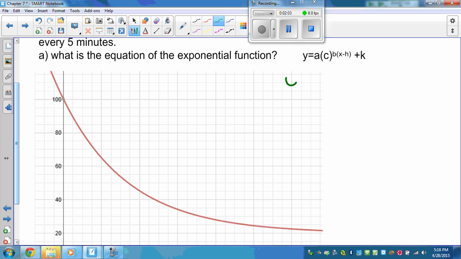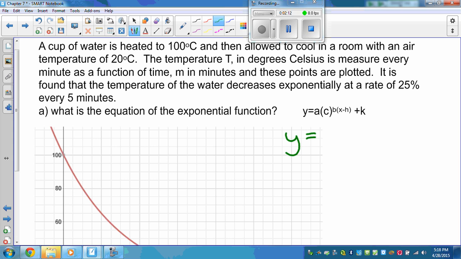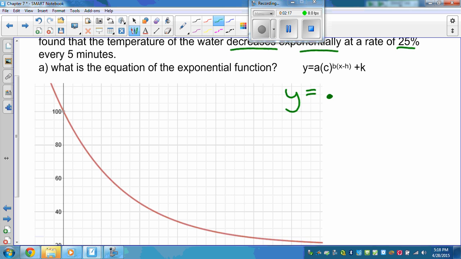Okay, the one thing I can do for certain is I can tell you what the base, C, is. It says it decreases exponentially at a rate of 25%, so 75% is left. So here's my base function. It's going to look similar to this, only we've done some transformations and translations. So first thing we're going to change is it said it's measured every 5 minutes. So we're going to take the time measured and divide it by 5 as our exponent.